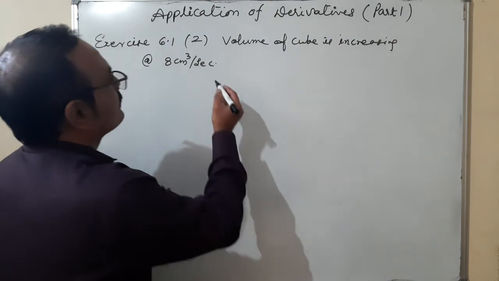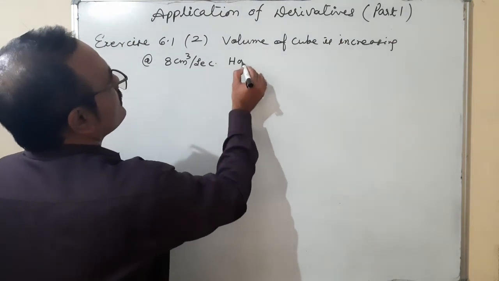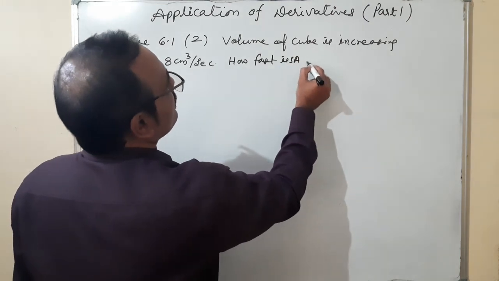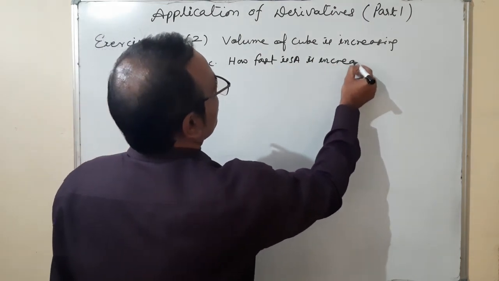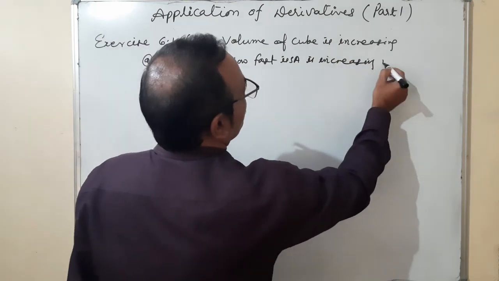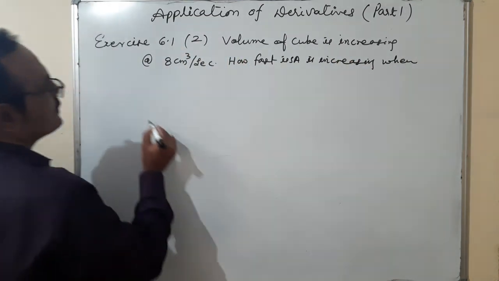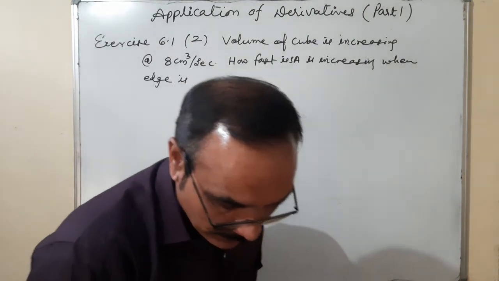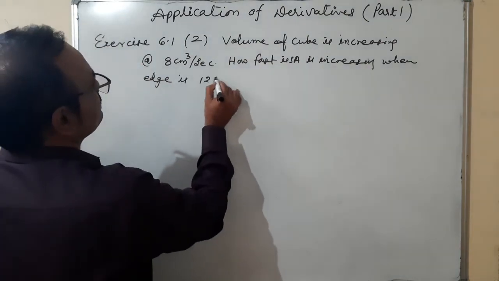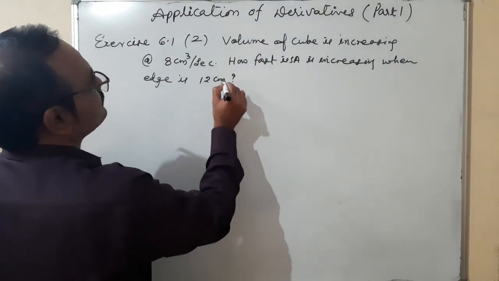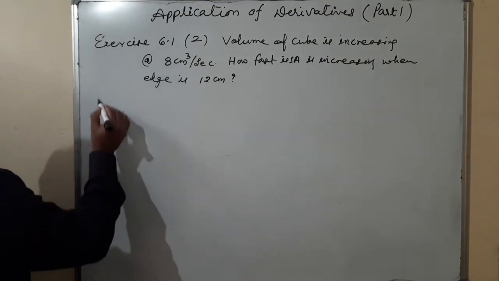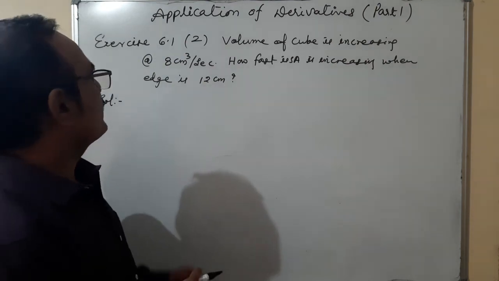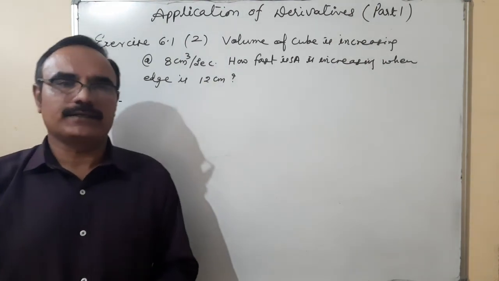Okay. How fast is the surface area increasing when the edge is 12 centimeter? Okay. Look at this question. Volume of cube is increasing at the rate of 8 centimeter cube per second.